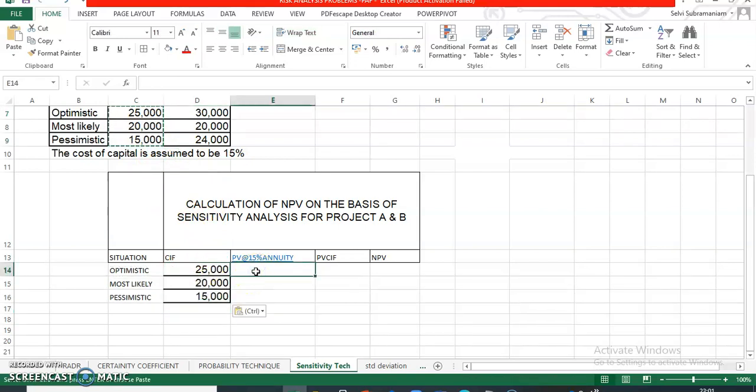And PV at the rate of 15%. Now here, this is where you have to understand the meaning of annuity. Generally, you talk about the present value of an annuity. It is the current value of the future payments from an annuity, given a specified rate of return or maybe a discount rate. The higher the discount rate, lower will be the present value of the annuity.